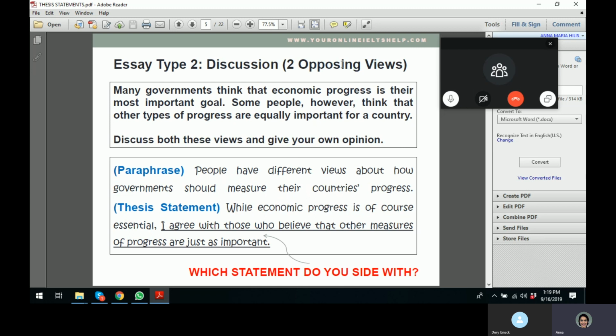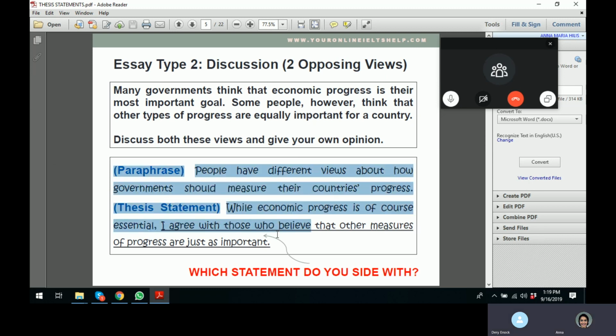Discussion, so two opposing views. Please read the task. Many governments think that economic progress is their most important goal. Some people, however, think that other types of progress are equally important for the country. Discuss both views and give your own opinion. And the introduction, please.